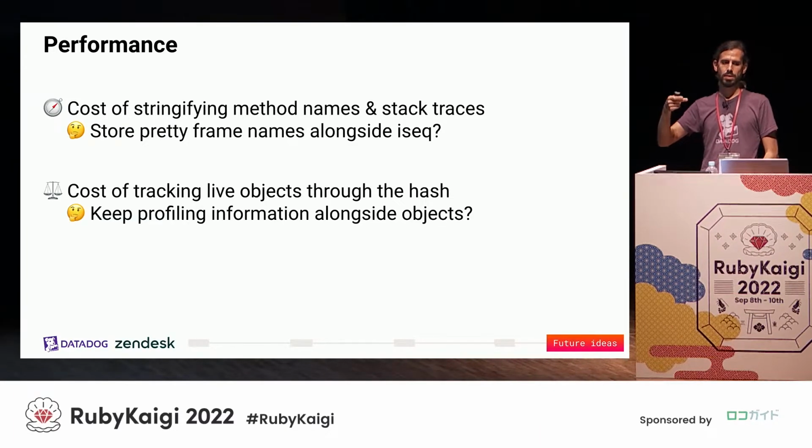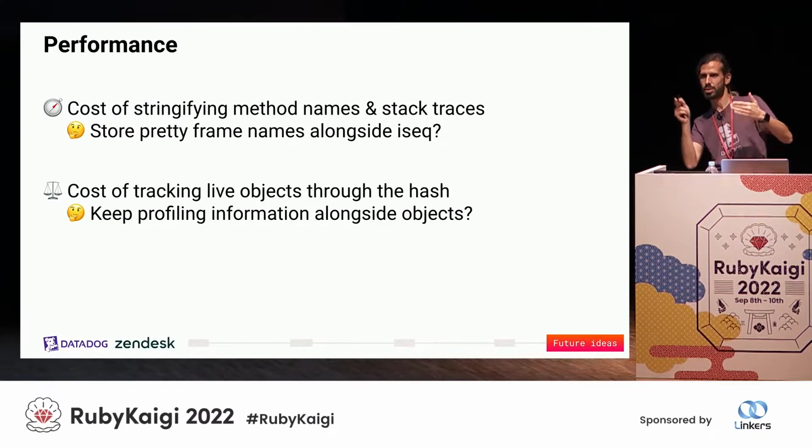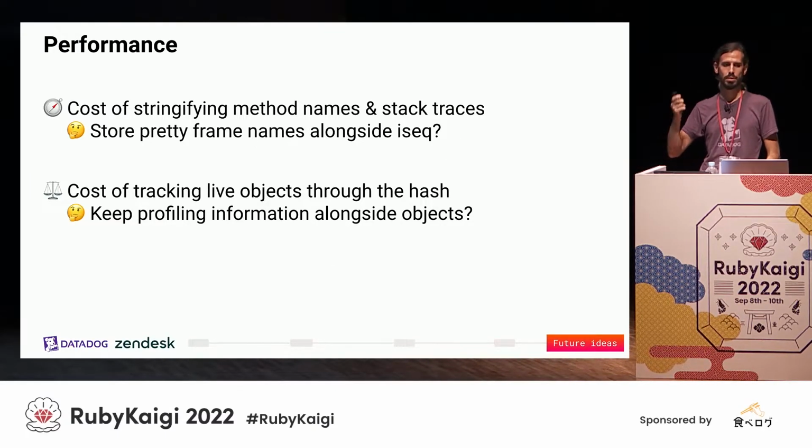Another big cost is the cost of tracking live objects. We're still sampling, so it's still better than every object, but there's still some cost. So what if we could keep some profiling information alongside objects? Maybe with the variable with the location, we could make a bit of space for it. So those are some things that we would like to explore around this.